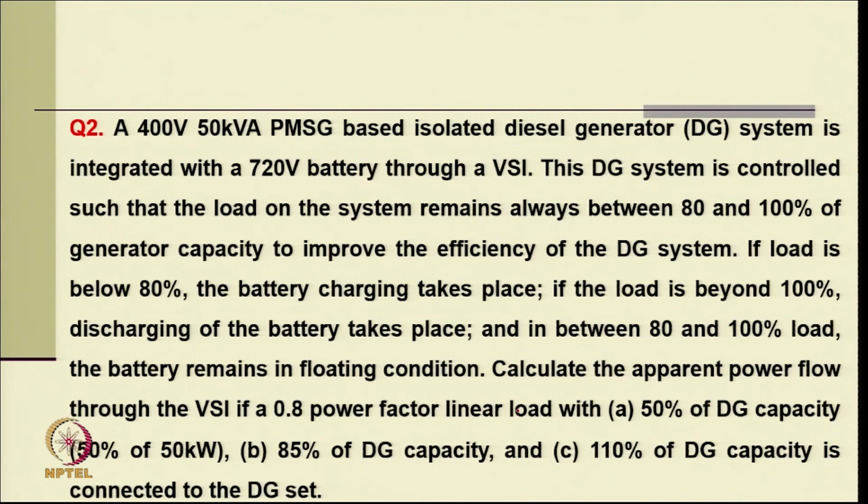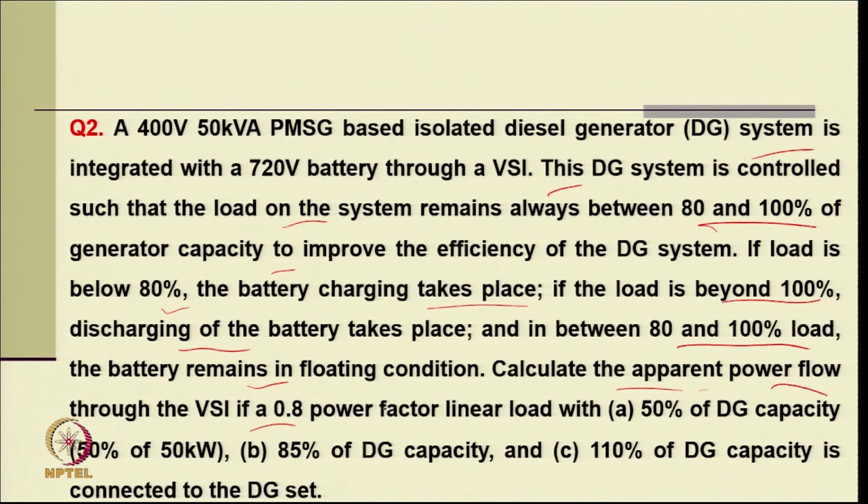Coming to the second example, a 400 volt, 50 kVA permanent magnet synchronous generator based isolated diesel generator set system is integrated with a 720 volt battery through a voltage source inverter. The DG set is controlled such that the load on the system remains always between 80 to 100% of the generator capacity to improve the efficiency of the DG set. If the load is below 80%, battery charging takes place, and if the load is beyond 100%, discharging takes place. In the 80 to 100% load range, the battery remains in floating condition.